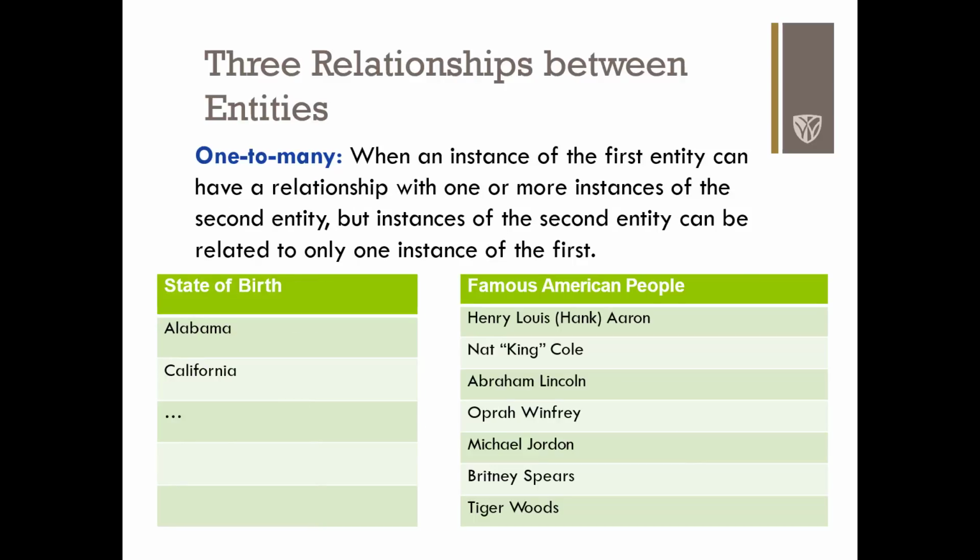A one-to-many relationship is when an instance of the first entity can have a relationship with one or more instances of the second entity. But instances of the second entity can be related to only one instance of the first. So here we have the state of birth and then famous people. Each person was born in only one state, but each state can have multiple famous people that were born within that state. So it is a one-to-many relationship.